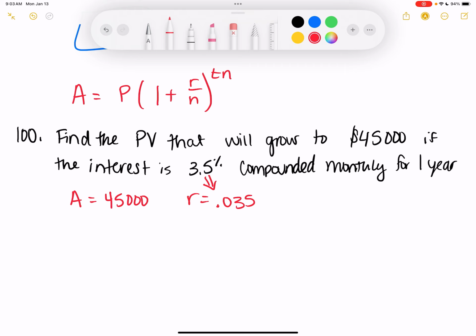Now it's compounded monthly, so how many times does that happen in 1 year? 12. So that means that n is equal to 12. And just for reference, some books use k for times compounded. So if you ever see k instead of n, it means the same thing, just a different variable. And it's happening for 1 year, so that means t is equal to 1.